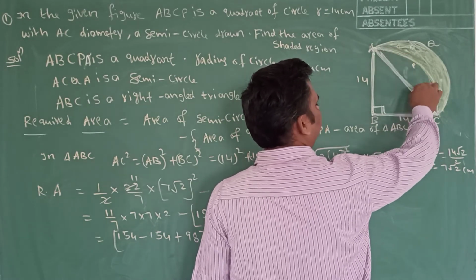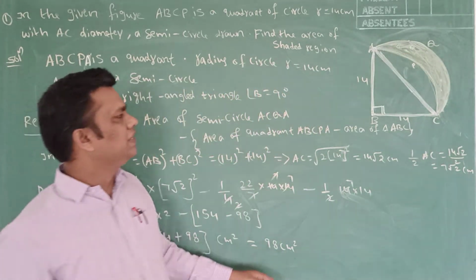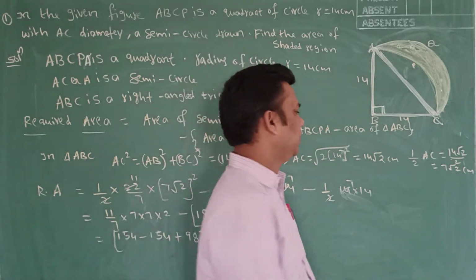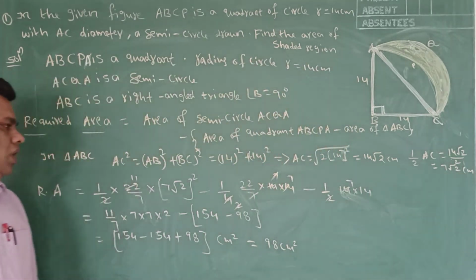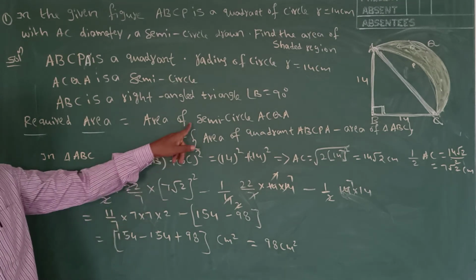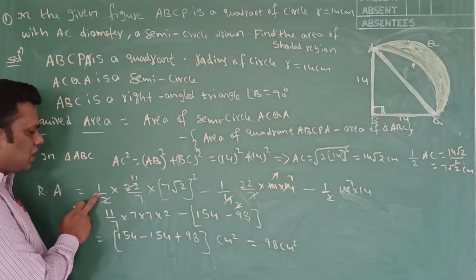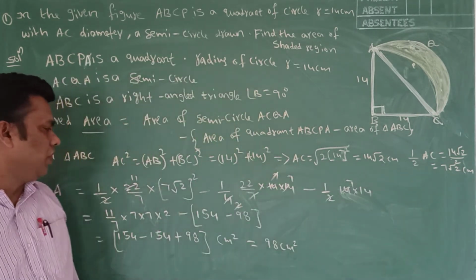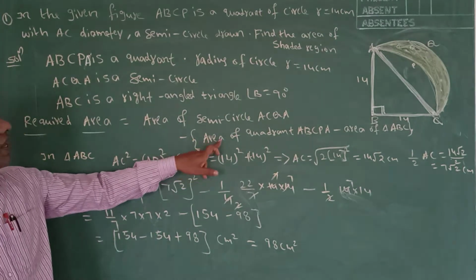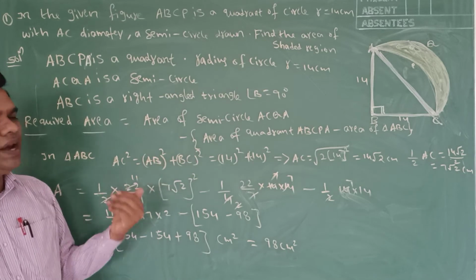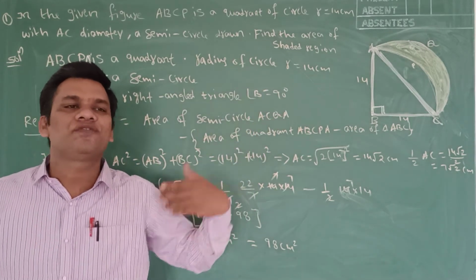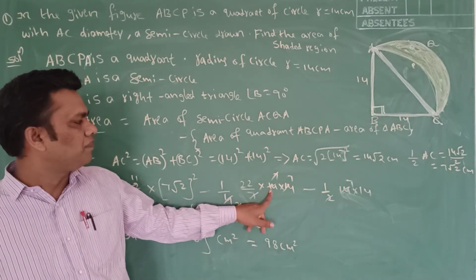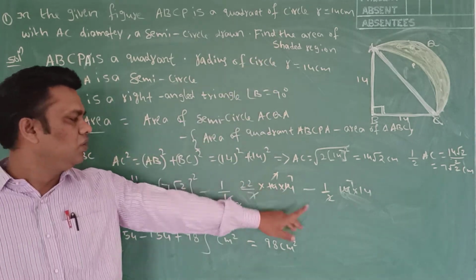AC is the diameter of the semicircle, so the radius is half: 14 root 2 upon 2, that is 7 root 2 centimeters. So the required area is half pi r square, with r as 7 root 2, whole square, minus the area of the quadrant. A quadrant is 1 upon 4 of a circle, so 1 upon 4 pi r square, with pi as 22 upon 7 and radius 14, that is 14 into 14.